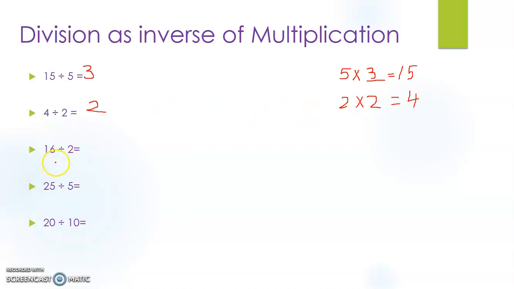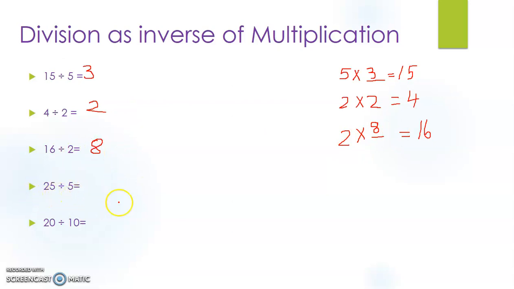Now 16 divided by 2. To do 16 divided by 2, find a number which when multiplied by 2 will give you 16. 2 1s are 2, 2 2s are 4, 2 3s are 6, 2 4s are 8, 2 5s are 10, 2 6s are 12, 2 7s are 14, 2 8s are 16. So we have reached 16. 2 into 8 is 16. So 16 divided by 2 is equal to 8.